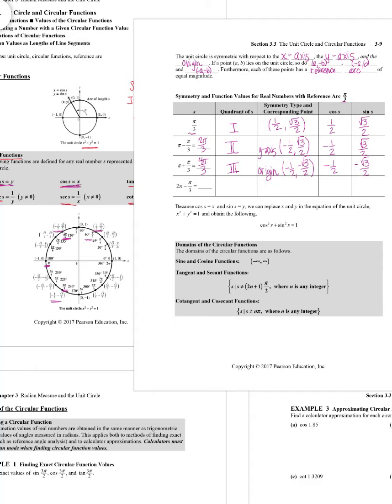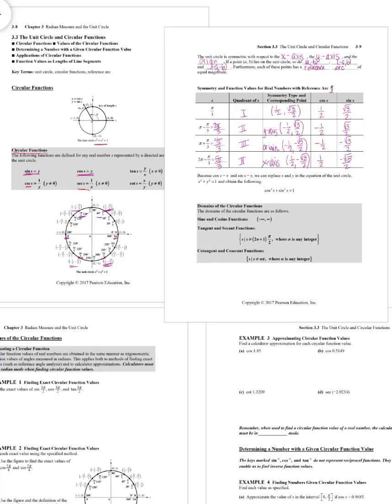And then for the last one, we have 2 pi, so that's over here. If we take away pi/3, we're down at 5 pi/3. This is in the fourth quadrant. The corresponding point is (1/2, -√3/2). Comparing that with the original point, we have symmetry across the x-axis. Cosine of s is the x value, so that's 1/2, and then sine of s is the y value.